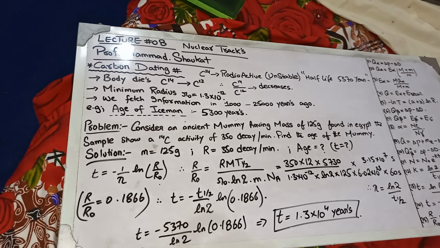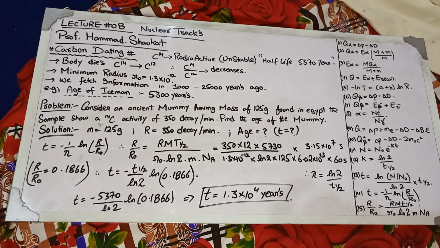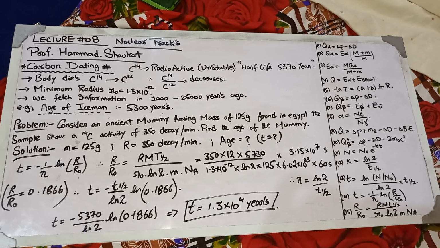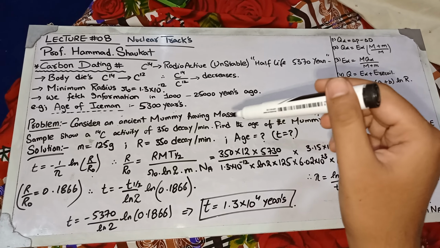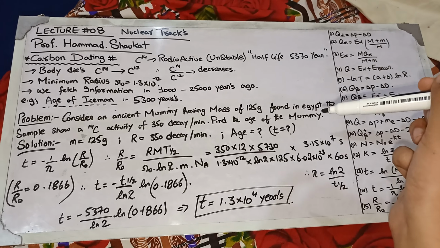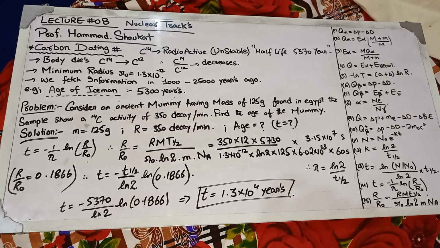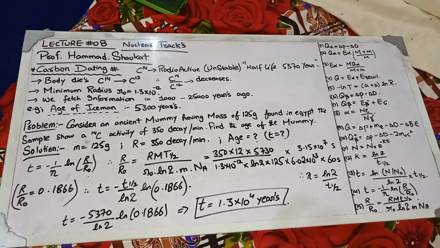So this is how you can find the age of any sample or material specimen. In this problem, we found the age of that mummy, and the age of that mummy is 1.3 into 10 raised to power 4 years. This is how you can find the old age by carbon dating.